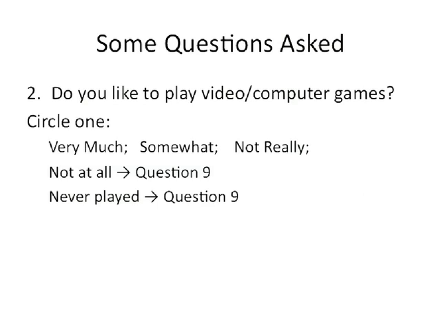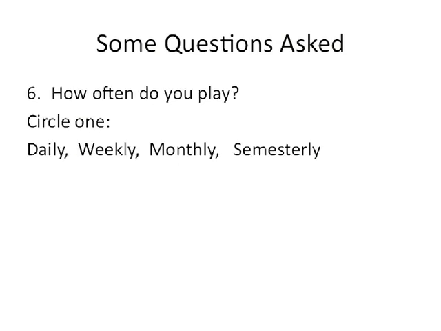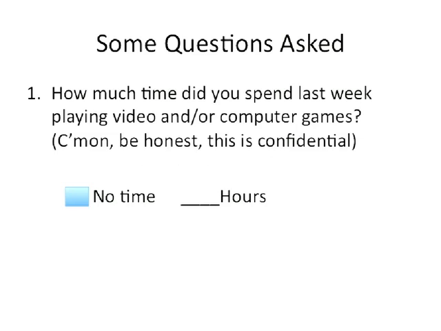Anyone who circled not at all or never played was told to skip ahead and go to question 9, and that was demographic information about what year you are, what your major is, what gender you are, that kind of thing. Then questions 3 through 8 were about video game usage, and question 6 in particular was, how often do you play? Circle 1: daily, weekly, monthly, semesterly. Let me ask you this, why do you think they would ask these two questions, question 1 and also question 6? And what do you think about the order of those questions?